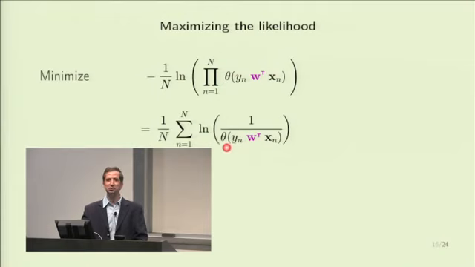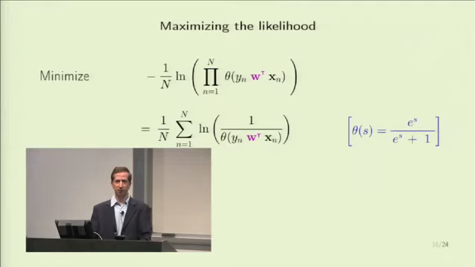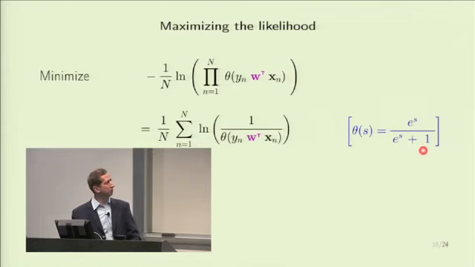Now I'd like to reduce this further. So I'm going to remember what theta was. Because theta is a mysterious quantity, I want to put it in terms that I'm completely familiar with. So theta was this, which was e to the s divided by e to the s plus 1.